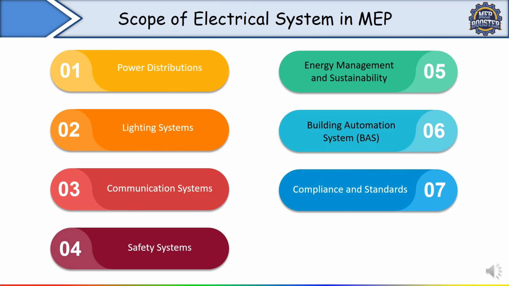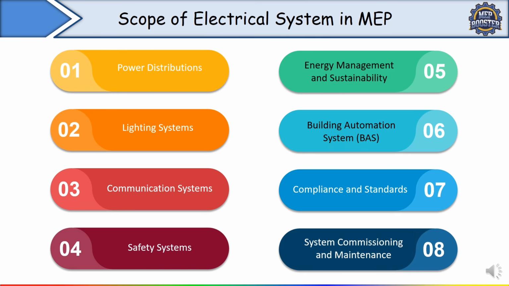Then compliance and standards. Ensuring all electrical systems comply with local, national and international codes and standards such as the National Electrical Code and International Electrical Code standards. Then the next is system commissioning and maintenance. Testing and commissioning of electrical systems is important to ensure they are installed correctly and operate as intended or not. So this is the scope of the electrical system in MEP.